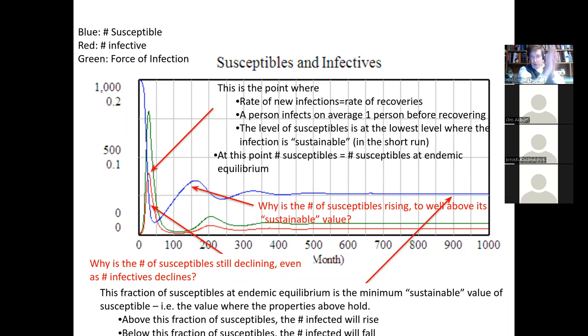We could also think about it in terms of inflows and outflows, but let's focus on this individual level. You infect one person before they recover. And the fraction of the population that's susceptible at that point is what? I said it earlier. It's 1 over what? 1 over the basic reproductive number. Darn right. And here also, the number of infective people, red, is not going up or down. And the fraction of people who are susceptible in the population at that point is what?